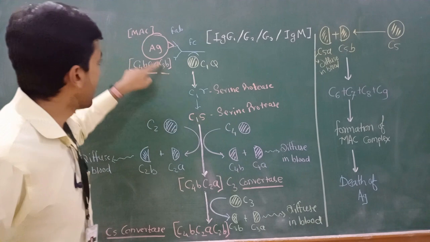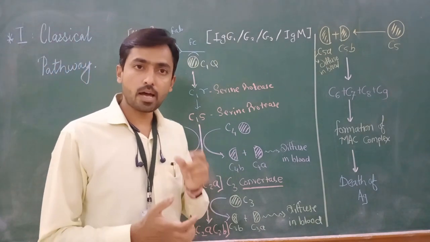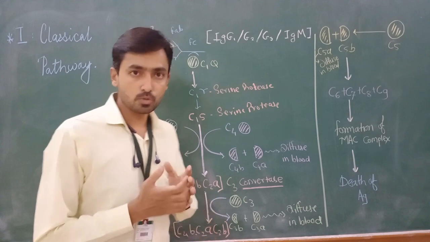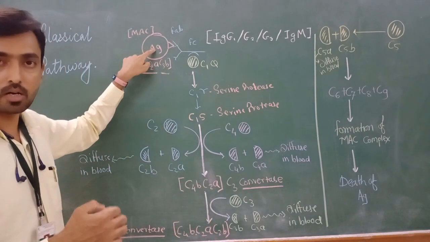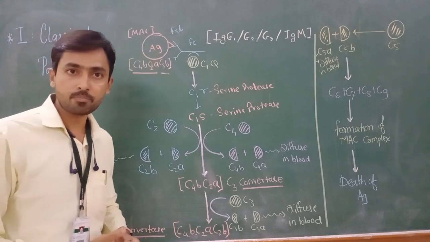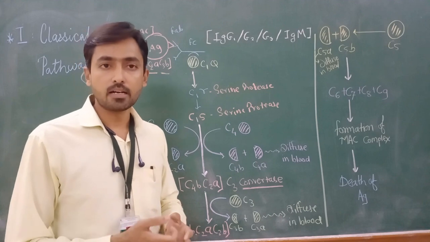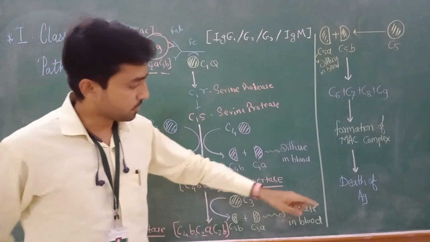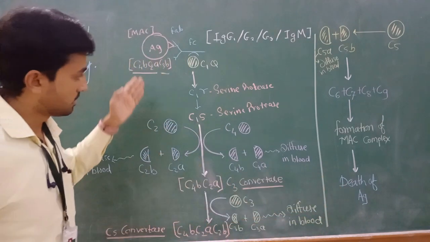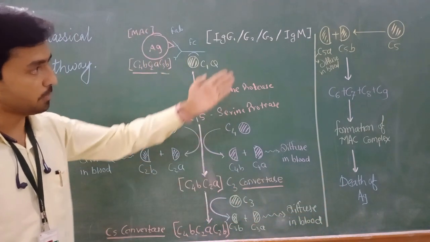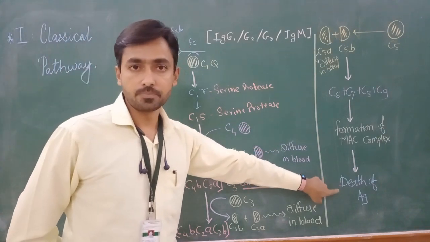This complex on the antigen surface forms a pore or hole or ion channel on the antigen surface. Through this pore, important ions and minerals are lost or come out from the antigen surface, and then the osmotic balance of the microbial cell gets disturbed, which finally leads to the death of the antigen. In this way, the classical pathway operates, which finally ends with the death of the antigen. Thank you.